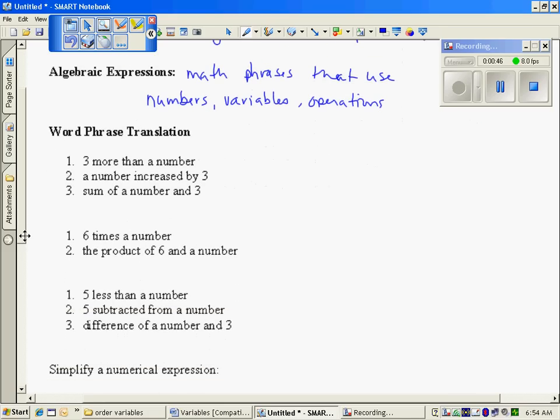What we're going to work on is taking a word phrase and translating it into a mathematical expression or an algebraic expression. 3 more than a number, and 3 more. I don't know what that number is, so I'm going to use a variable to represent it. A number increased by 3. Increase again means addition, and so does the word sum. A sum of a number and 3. Notice I used a variable to represent the unknown number.